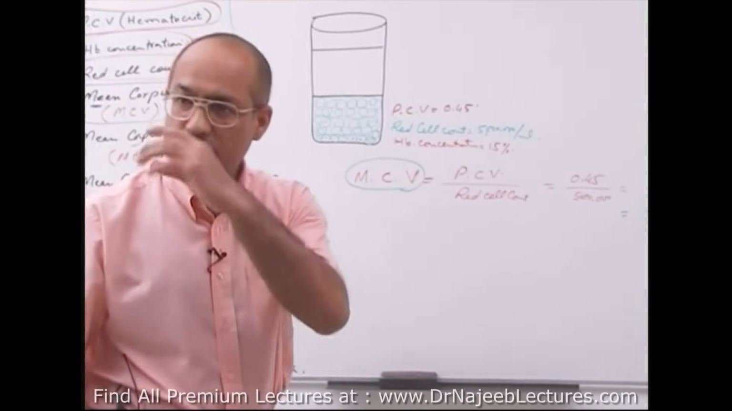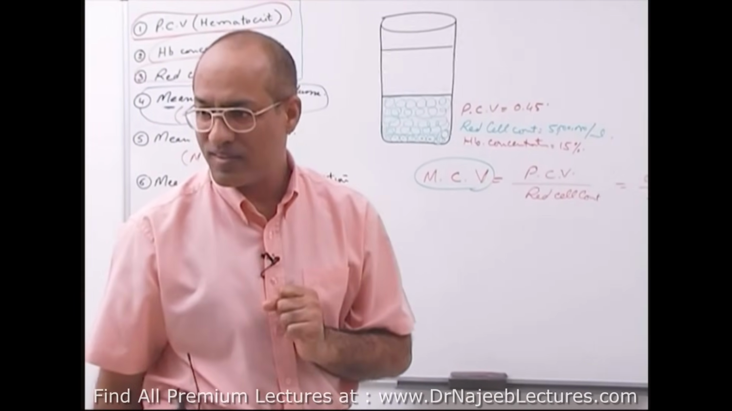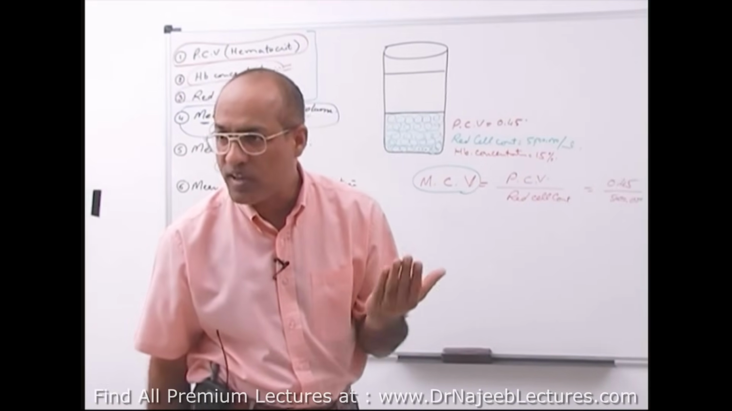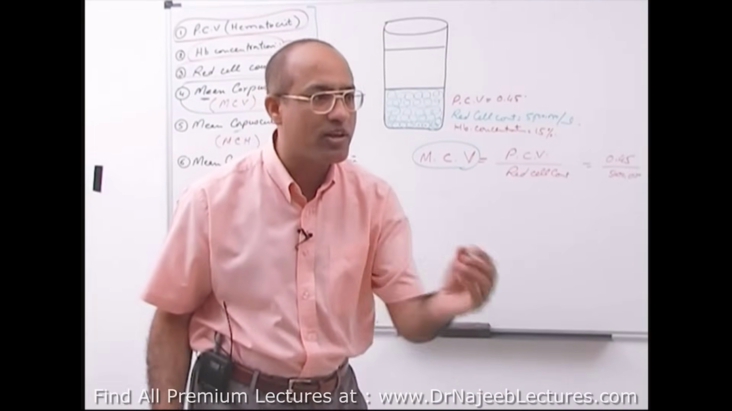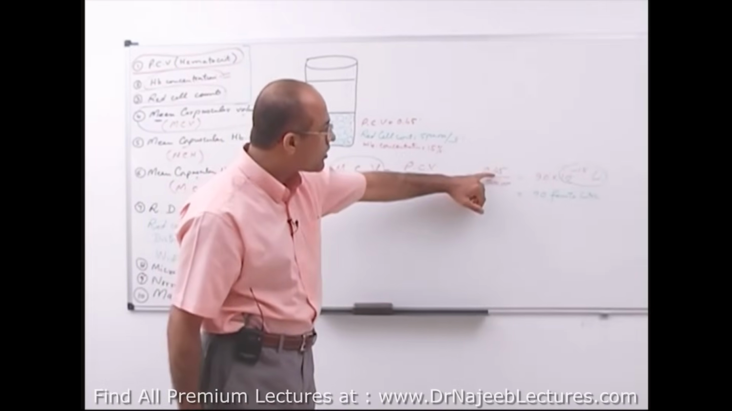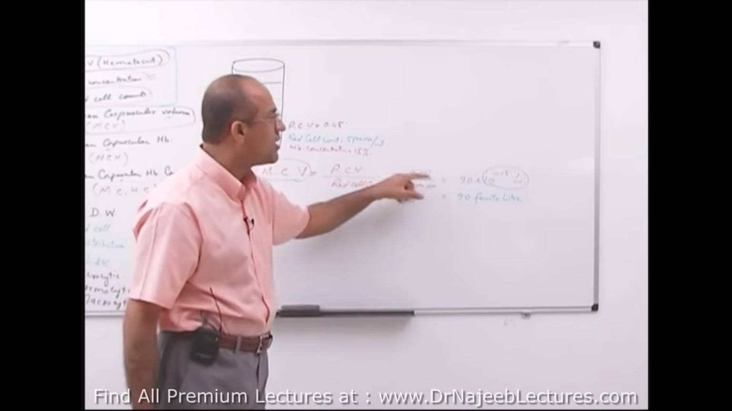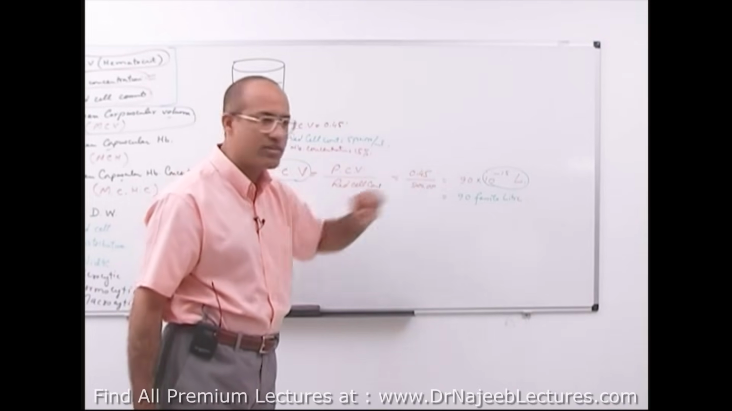What is this? This is the volume of 1 RBC. How did we get it? Packed cell volume or hematocrit divided by number of RBCs. You get the volume per RBC. Is it difficult? No, it is very easy. 45 divided by 5 is somewhere around 9, but when you correct all the units on those sides, the end result will be 90.